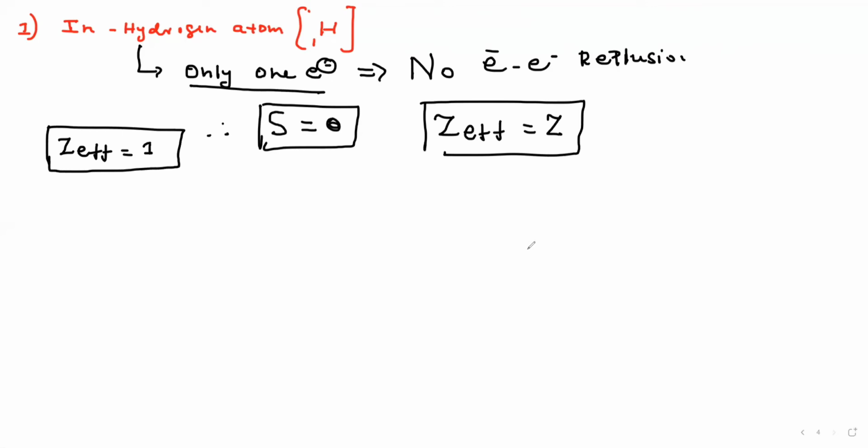Okay. Which of the following elements has an S value equal to 0? Hydrogen, S value 0. Only one electron, so the screening should be 0. Which element? It can be hydrogen. Okay. Second question.